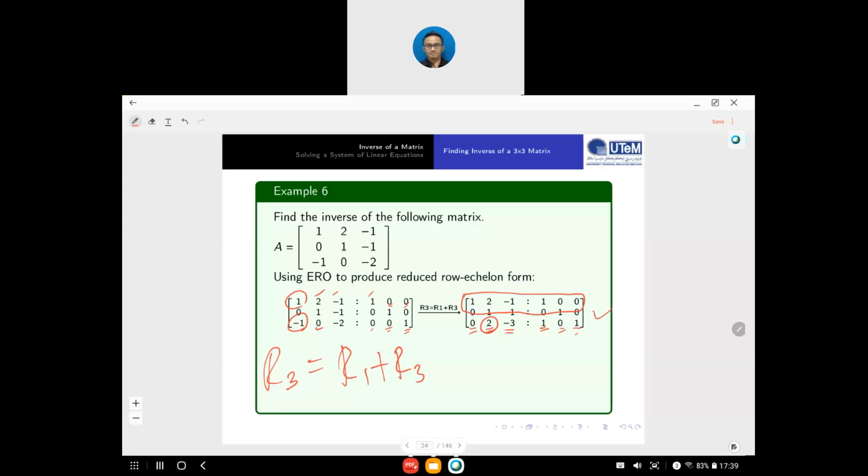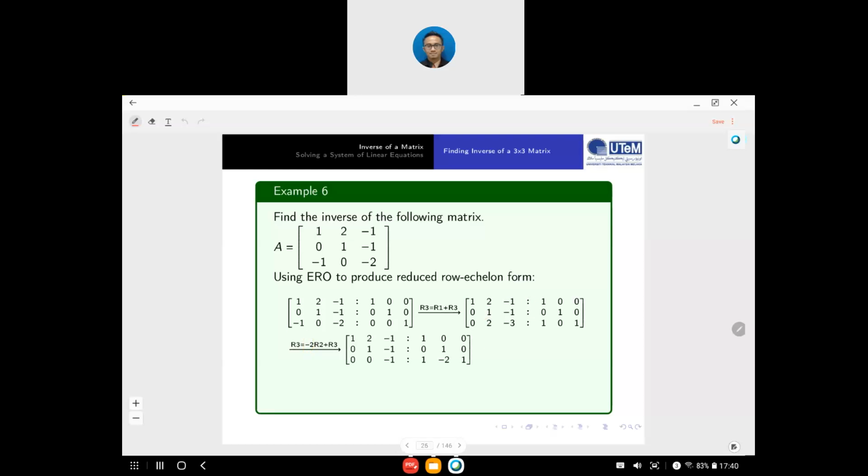Okay. You want to change 2, you must use row 2 in order to change row 3. So we know that row 2 is 1. So you want to change it to become 0 for row 3 here. You must times by negative 2. Negative 2 times row 2, which is negative 2, plus row 3, which is 2. So you can get your answer is 0.